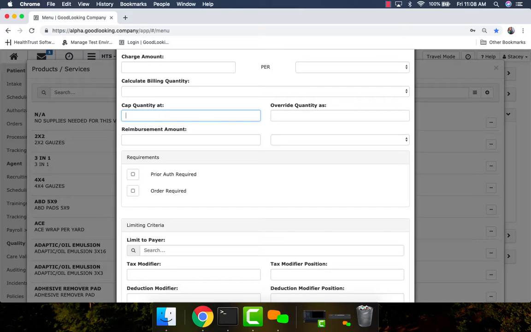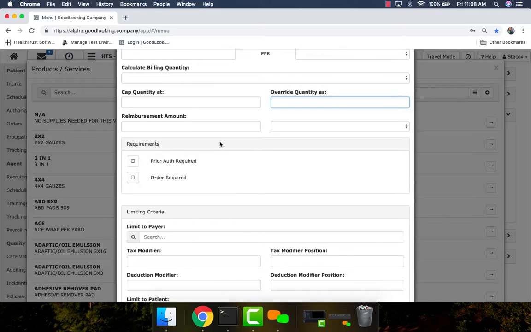Every now and then you'll have payer contracts where they force you to actually set a quantity kind of in stone, regardless of how long the visit is. If that's the case, that's what this override quantity field is for. So if you wanted your quantity to always be a 3, regardless of the length of time someone's in the home, then you would set that field. These are very seldom used, but I wanted you to be aware of what they were for.